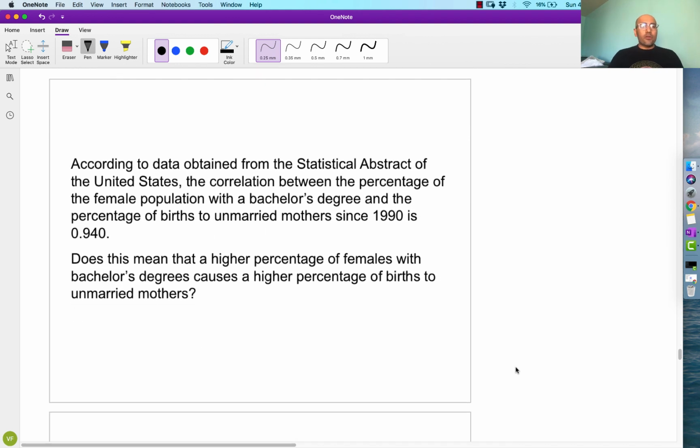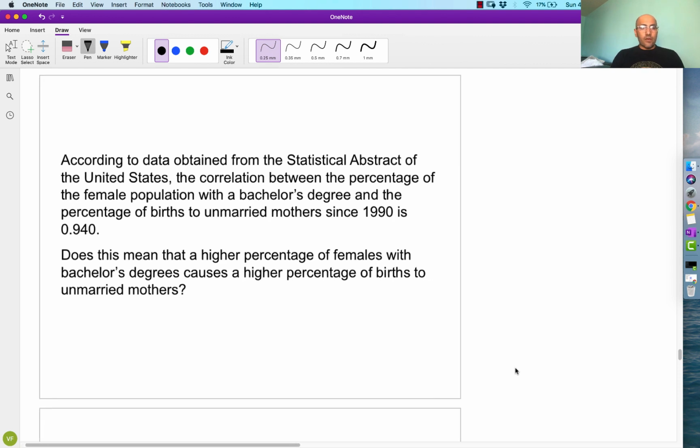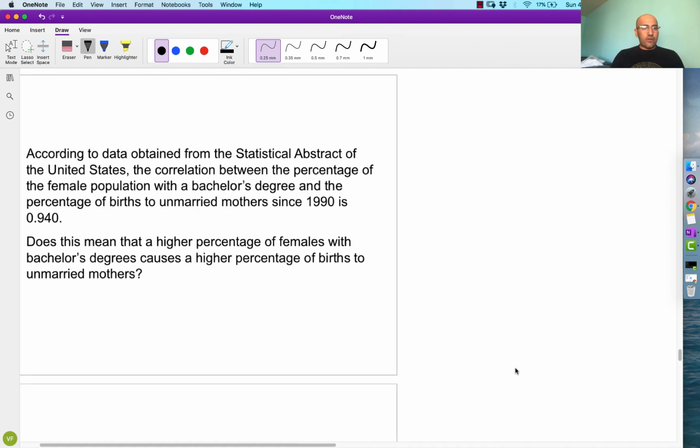Okay, so according to the data obtained from the Statistical Abstract of the United States, the correlation between the percentage of female populations with a bachelor's degree and the percentage of births to unmarried mothers since 1990 is 0.940. Okay, so does this mean that a higher percentage of females with bachelor's degrees causes a higher percentage of births to unmarried mothers?